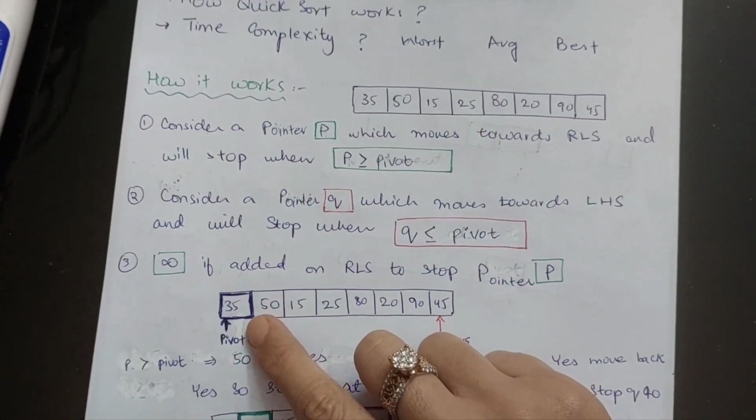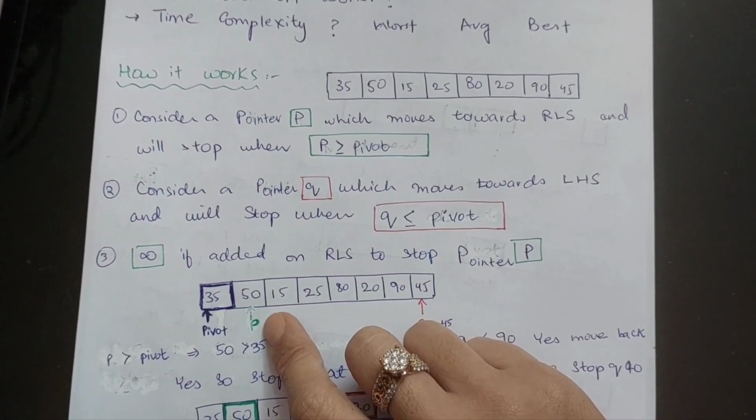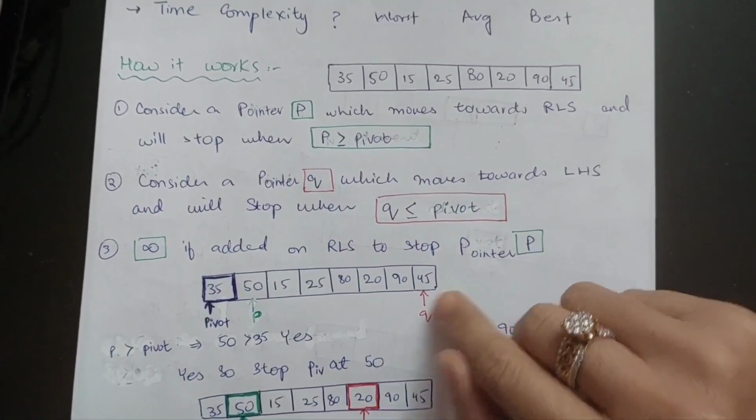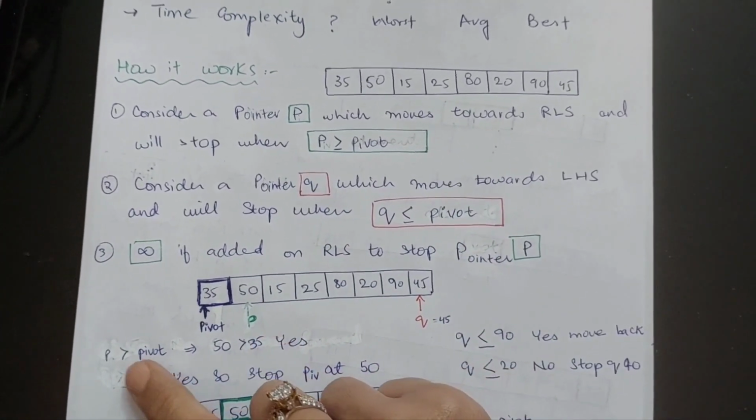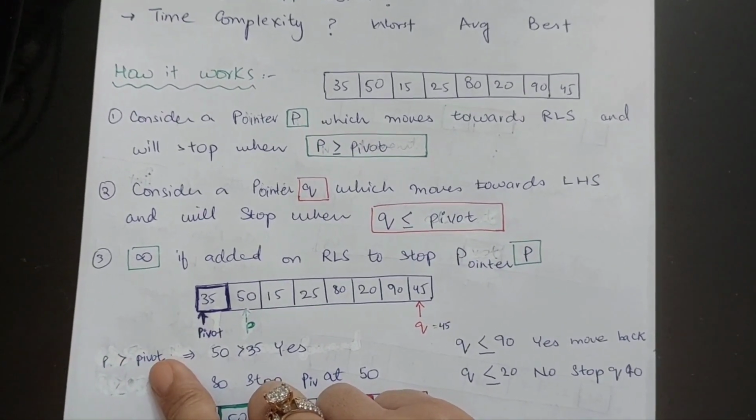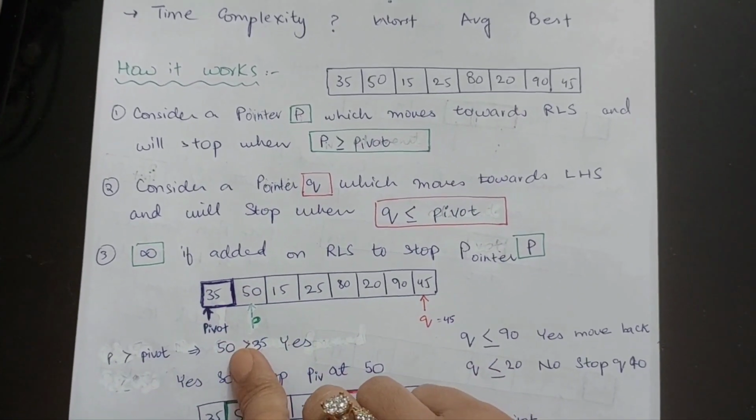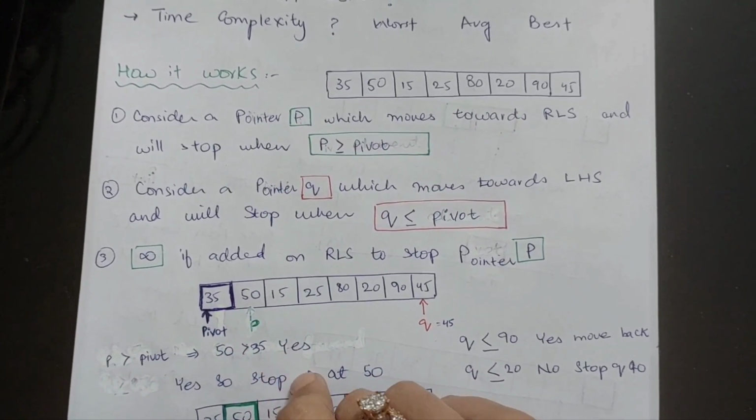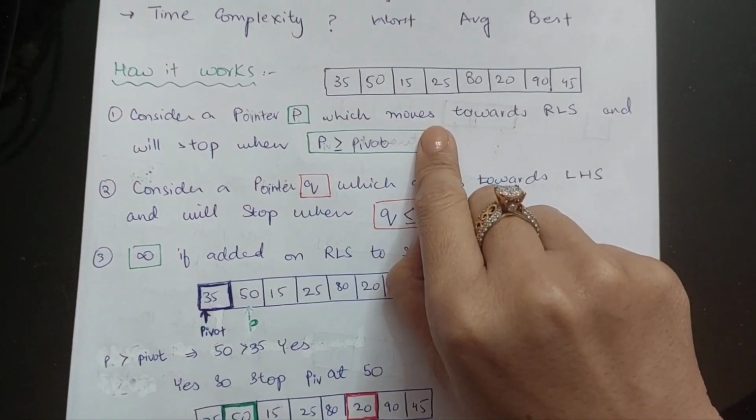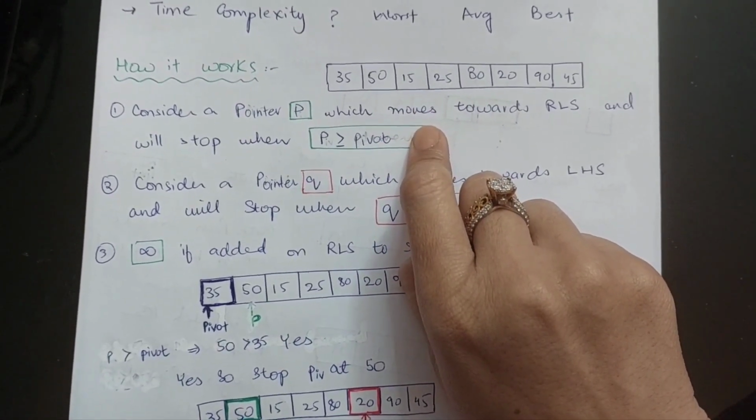First of all, I am selecting my pivot point on this element 35, and I'm placing my pointer p here, and I'm placing my pointer q here. So I'll make my first comparison. I will check if p is larger than pivot. What is p? p is 50 and pivot is 35. So is 50 larger than 35? Yes. So if it is larger than 35, then this condition holds true. This condition was actually the stopping condition.